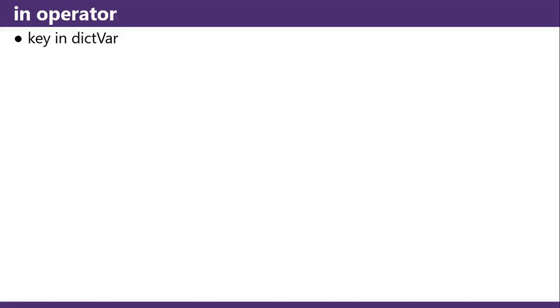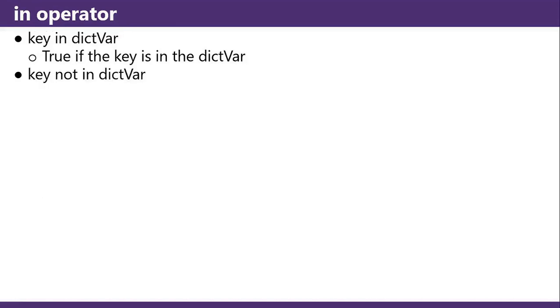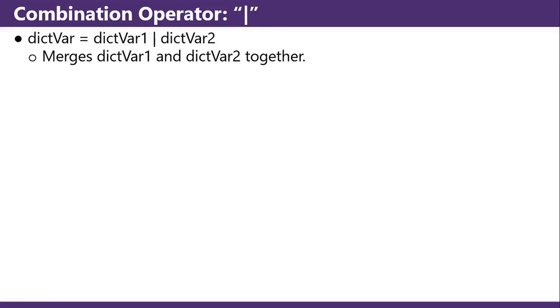In operator. key in dictvar is true if the key is in the dictvar. key not in dictvar is true if the key is not in the dictvar. Combination operator, vertical bar. dictvar = dictvar1 | dictvar2 merges dictvar1 and dictvar2 together.